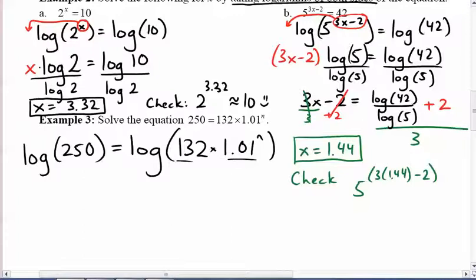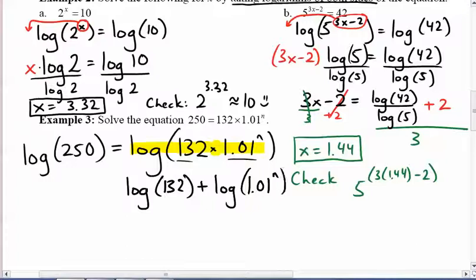So the first thing that we can do is use the product law. Because there's multiplication, we can break that up into 2 separate logarithms. That's the same as log 132 plus log 1.01 to the n. I'll just leave the left-hand side the way it is. Now the n has only one single base. So now I can use law number 3, the power law, and make the power into a coefficient.